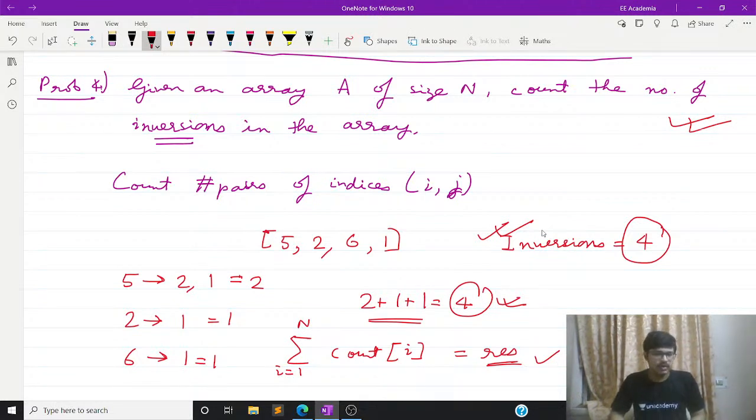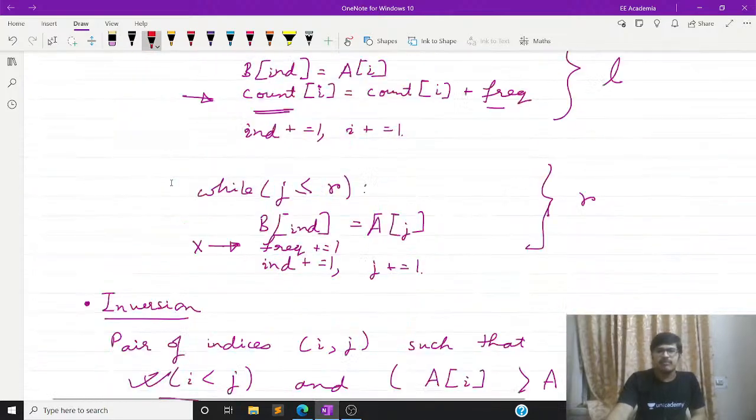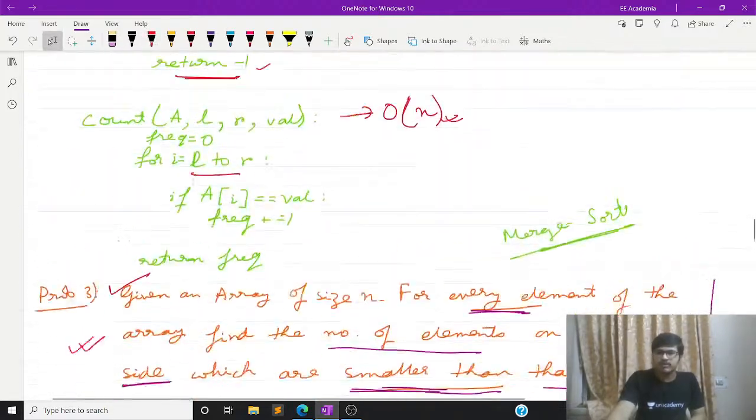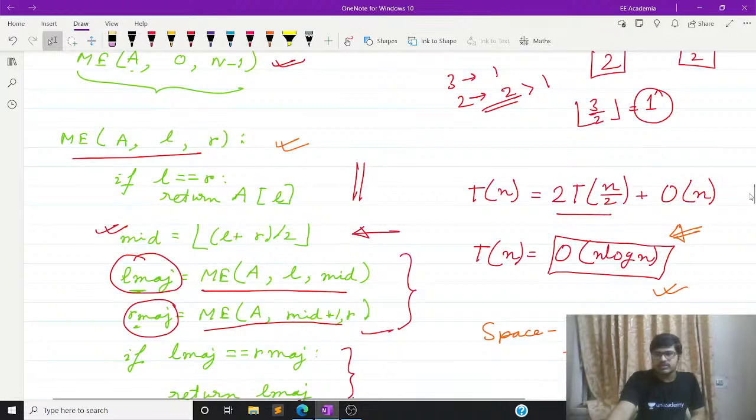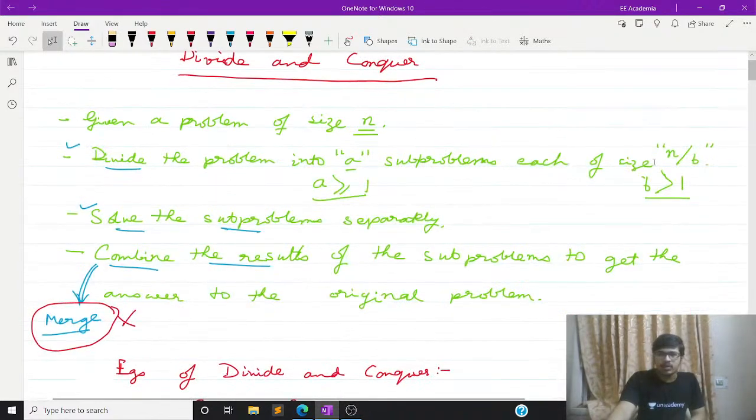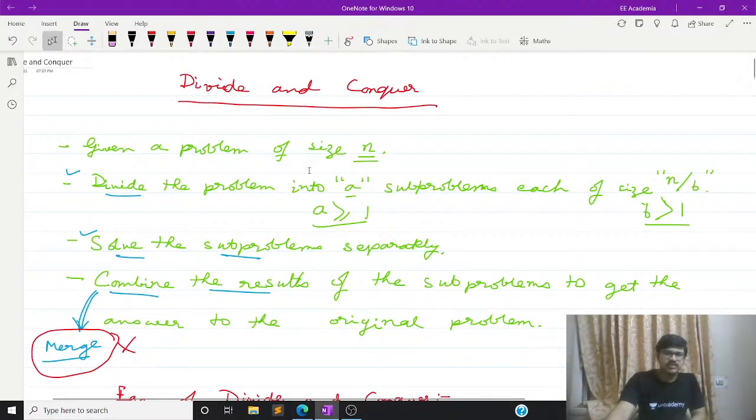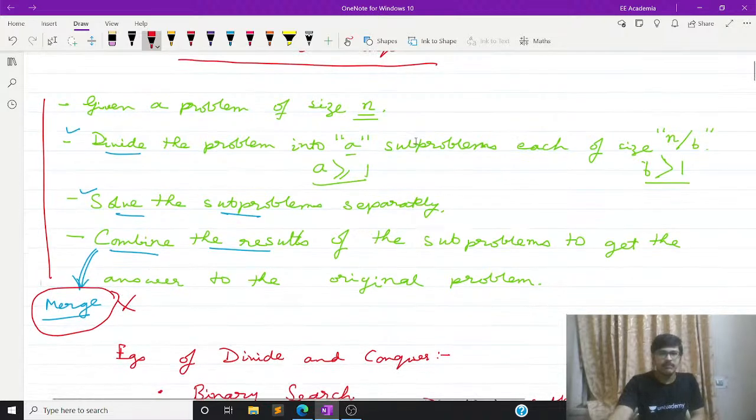So I hope you learned something today. I will just give you a brief recap of what we saw today, just so that you know what we did today. So we first saw this divide and conquer paradigm, how we solve this problem.